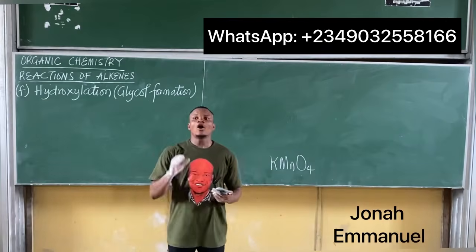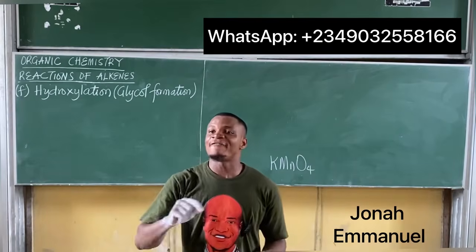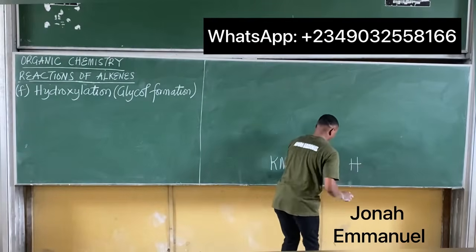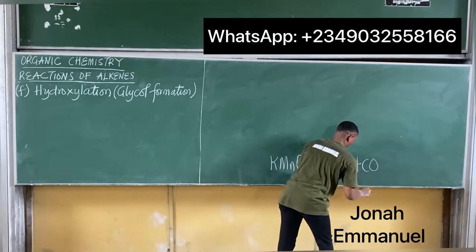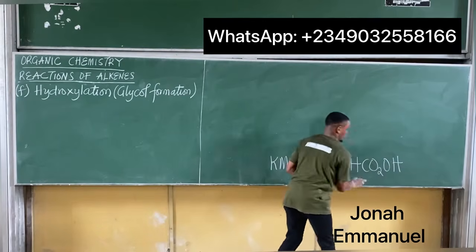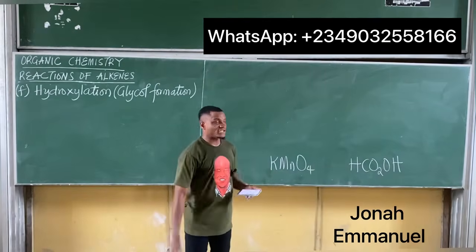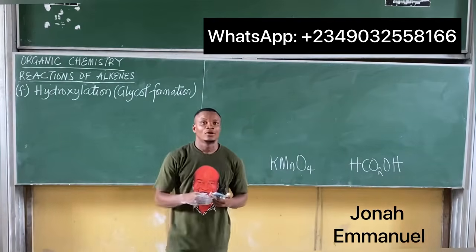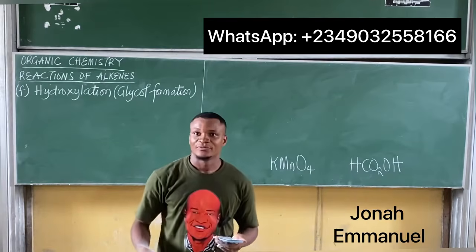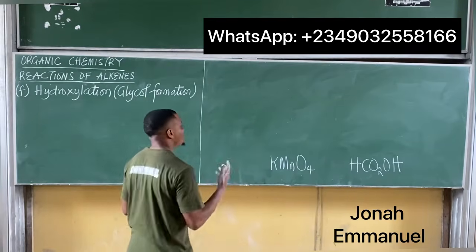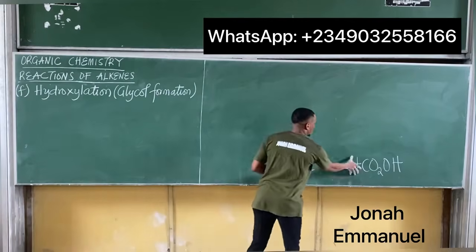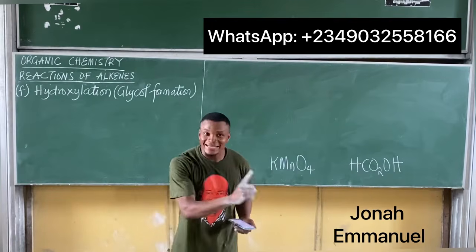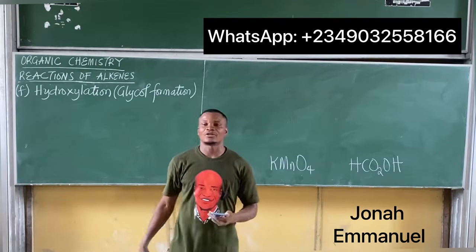KMnO4. Under the influence of performic acid, this is called performic acid, to form a diol. When I say under the influence, what does it mean? Catalyst. So see if you can get the equation of this reaction.